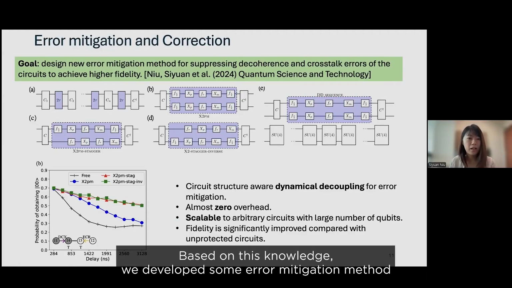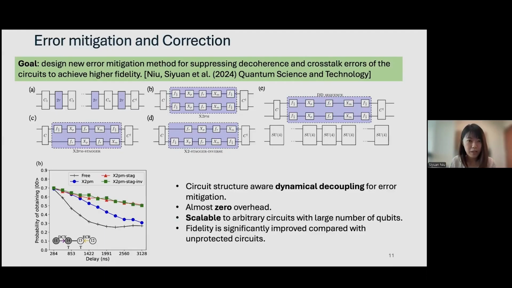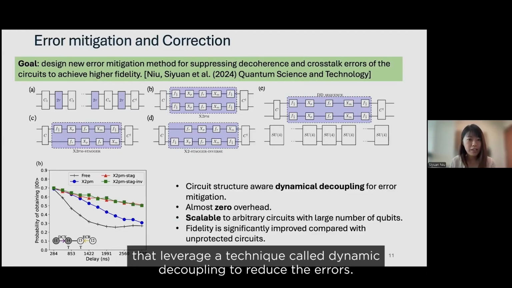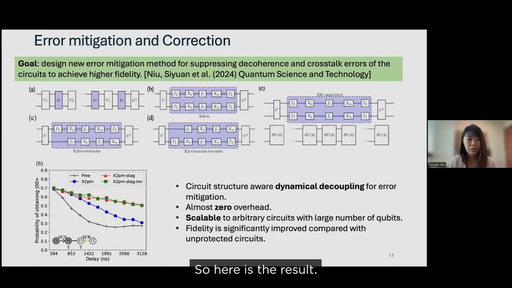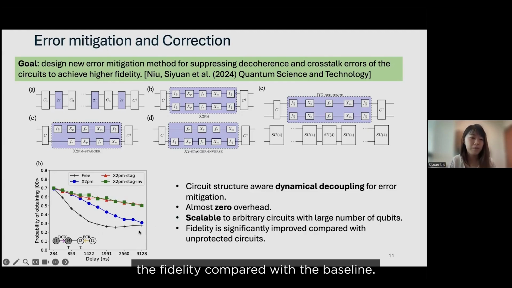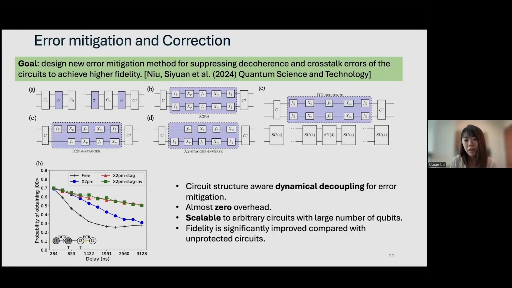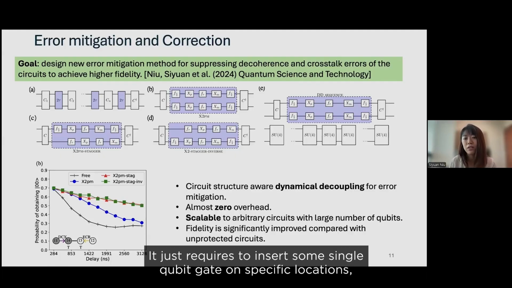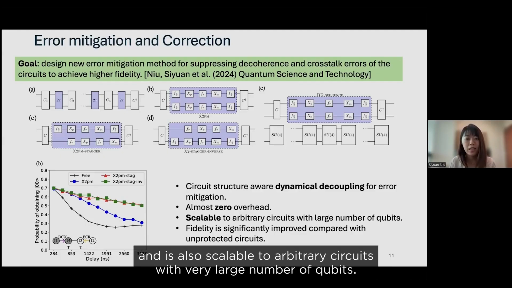Based on this knowledge, we developed an error mitigation method that leverages a technique called dynamical decoupling to reduce the errors. So here's the result. For example, we can see our protocol can significantly improve the fidelity compared with the baseline. And our method has almost zero overhead. It just requires inserting some single-qubit gates at specific locations, and it's also scalable to arbitrary circuits with a very large number of qubits.